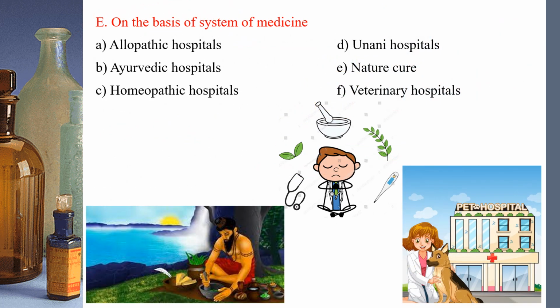Next is based on the system of medicine. So this is the last classification of hospital based on system of medicine, meaning what kind of medicine will be given in that particular hospital. So again we are having allopathy hospitals, Ayurvedic hospitals, homeopathic, Unani, nature and veterinary hospitals. So all these things are included in the types of hospitals.